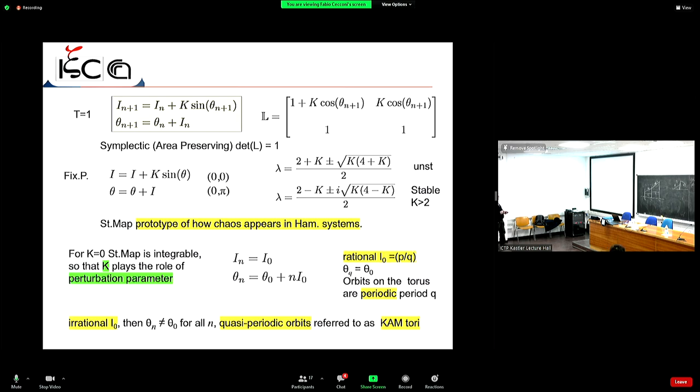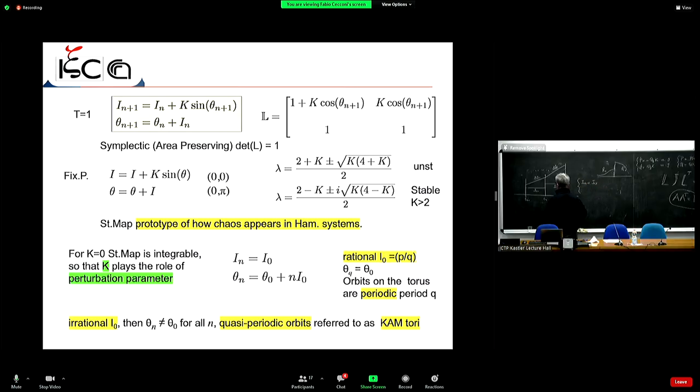And for k equal to 0, the map is integrable. For k equal to 0, the map is very simple. The map is integrable because, for example, I_N remains constant, it remains at the value at the beginning, while theta_N is, of course, theta_0 plus N I_0, okay?